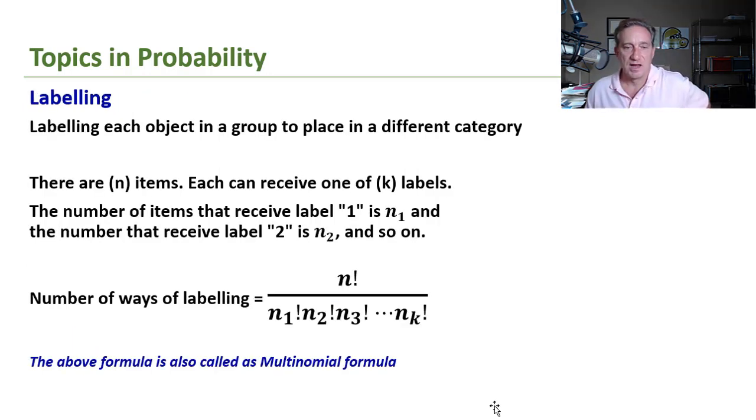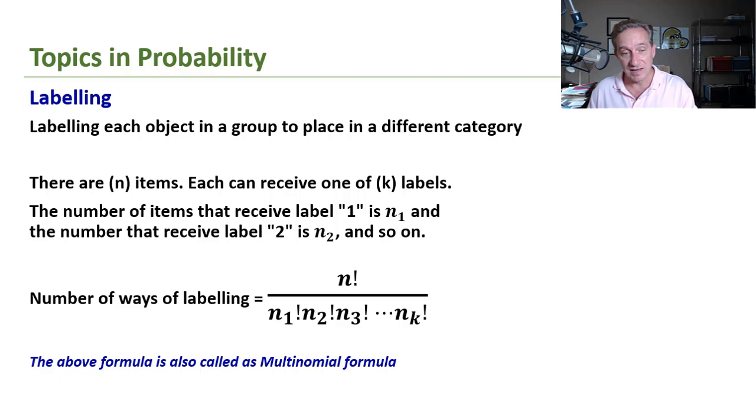Then the multinomial formula is used for the labeling problem. And so that's when we can label each object in a group into a different category. Consider we might have n items. Each can receive one of k labels. And the number of items that receive label 1 is n subscript 1. The number that receive label 2 is n subscript 2, and so on. Then the multinomial formula is used to tell us how many different ways there are of doing this labeling.